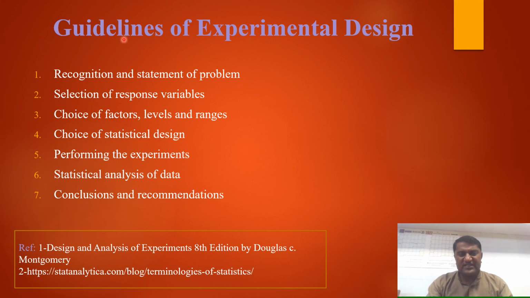So next, these are the guidelines of the experimental design. They are very important for a good experimental design: recognition and statement of the problem, selection of the response variable, choice of factors, levels and ranges, choice of statistical design, performing the experiments, statistical analysis of data, conclusions and recommendations. So these are the data.